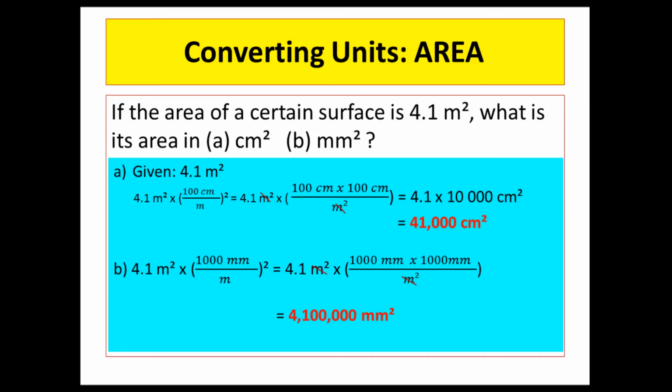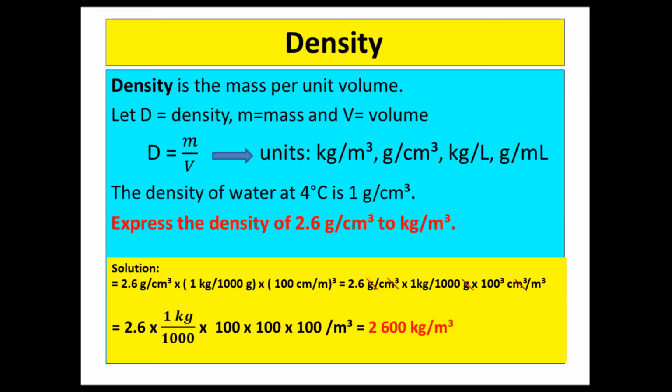So take note that when we convert 4.1 m squared, the conversion factor 100 centimeter over meter is also squared so that we can arrive at cancelable units. In the same way, we do that also in meter squared to millimeter squared. So we have the answers here in this portion. So far, that's the example for area.